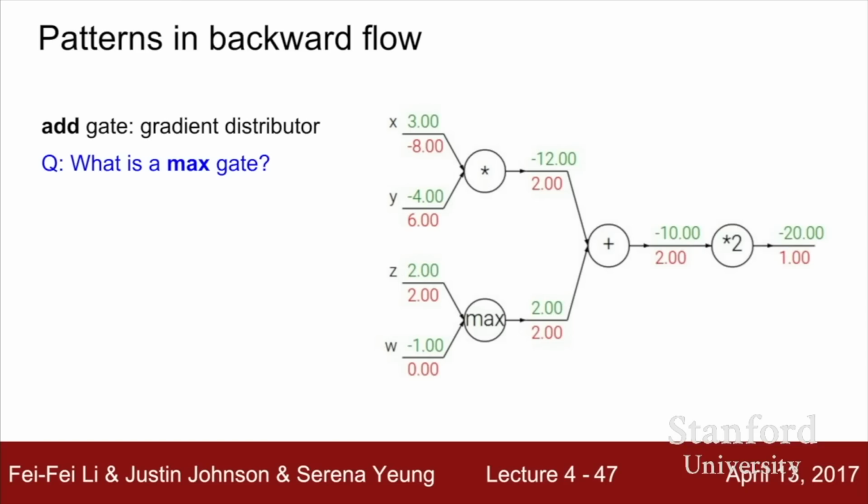So what does a max gate look like? We have a max gate here at the bottom, where the inputs coming in are z and w. Z has a value of 2, w has a value of -1, and then we took the max of this, which is 2, and so we pass this down into the remainder of our computational graph. So now if we're taking the gradients with respect to this, the upstream gradient is, let's say, 2 coming back. And what does this local gradient look like?